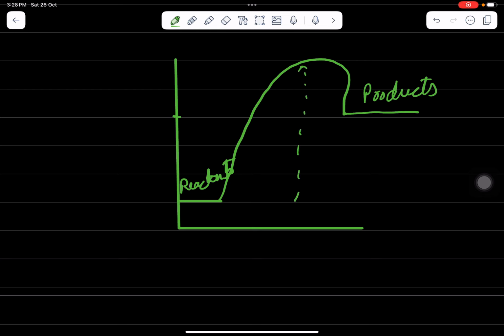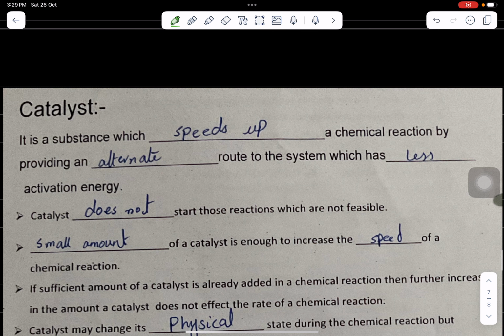So when we use a catalyst in this reaction, what will happen? The catalyst will reduce this activation energy. How? It will provide an alternate route to this reaction like this. As you can observe, the activation energy has been reduced when we use the catalyst. So this is the first purpose of a catalyst. I think this point is clear to you now.